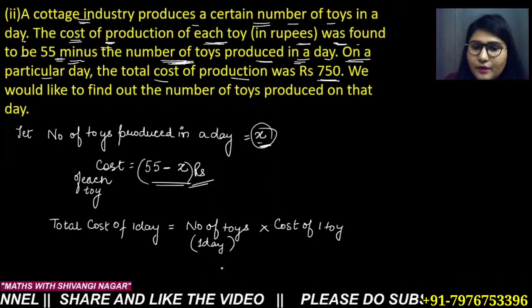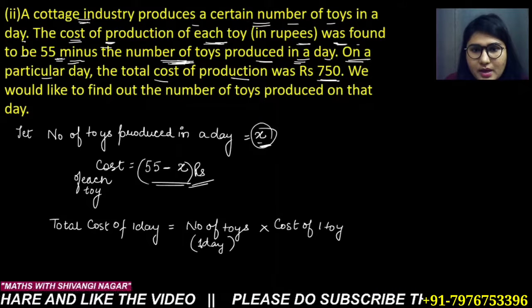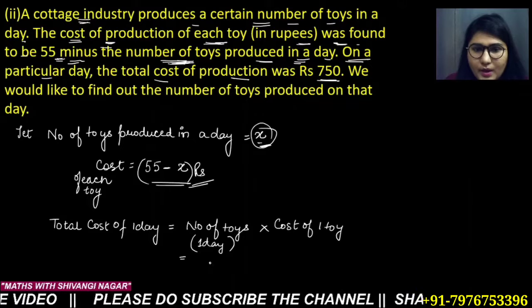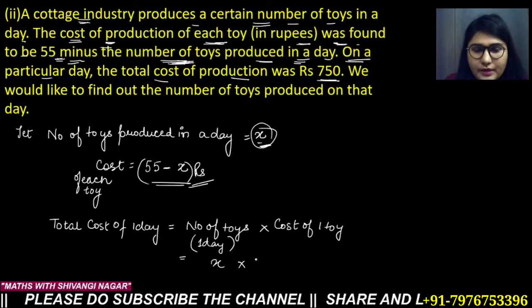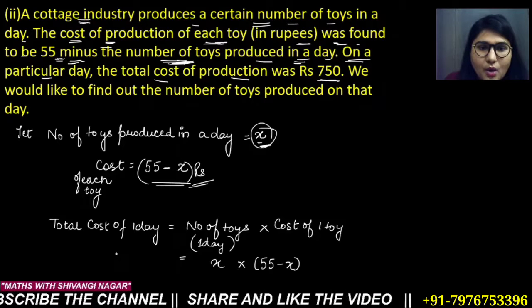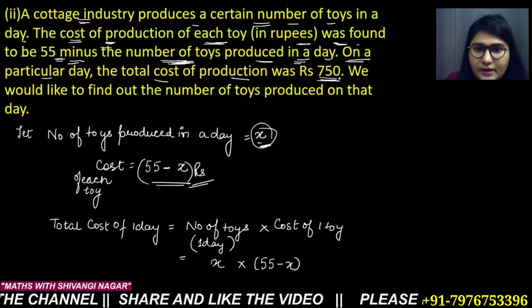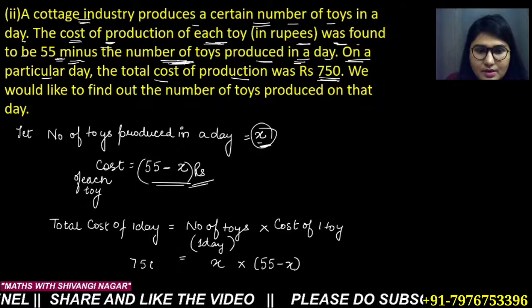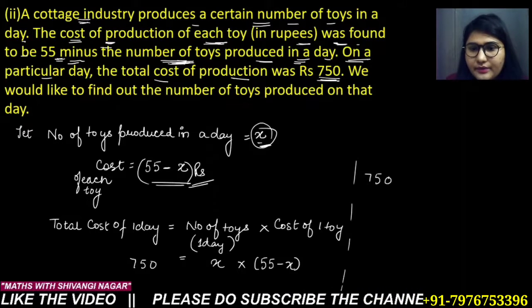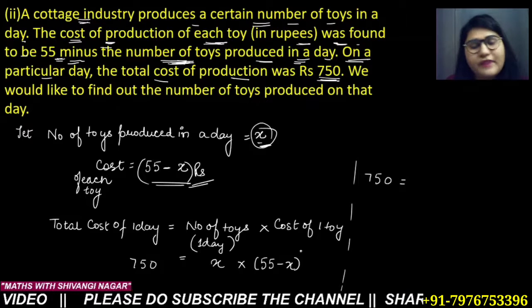And what is the number of toys? The number of toys that you are producing in one day is x, and the cost of one toy is 55 minus x. And what is the total cost of the production? We are given here 750. Now see here, we have made the equation. What does the equation reduce to? 750 is equal to x into 55 minus x.